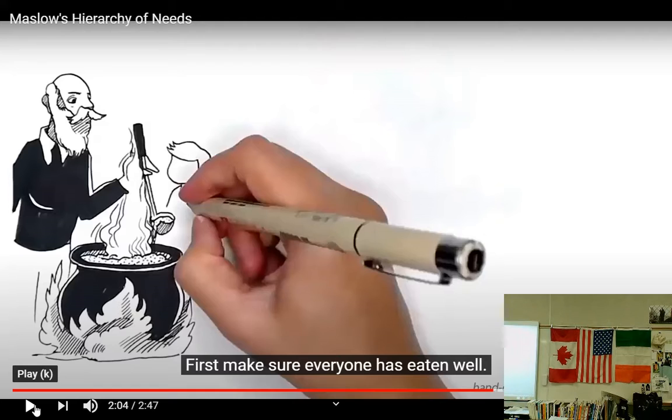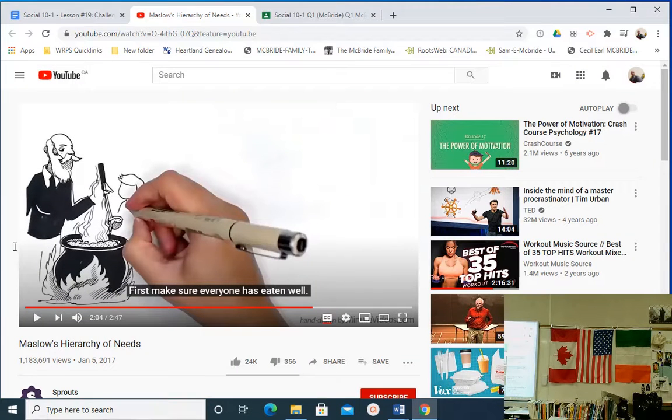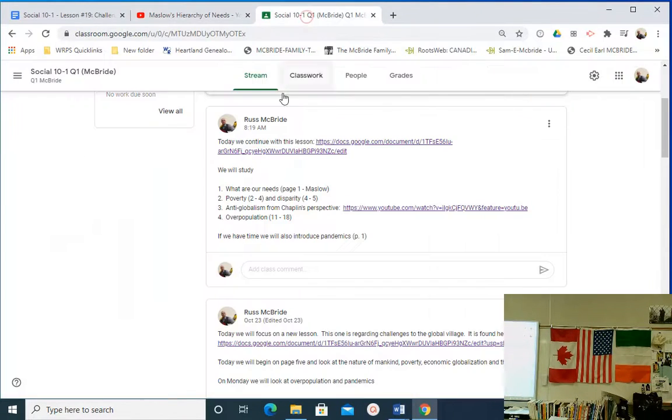So, we're going to move on to our next subtopic here today, which is poverty. Unfortunately, even in the title of poverty, you can assume that the argument here is that maybe our needs are not being met.